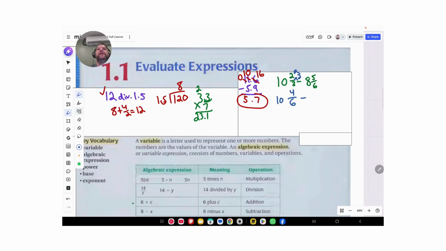And our second will be 8 and 5/6 because this is already in sixths. All right, so we can regroup here to get 9 and 10/6 minus 8 and 5/6, which will get us to 1 and 5/6.